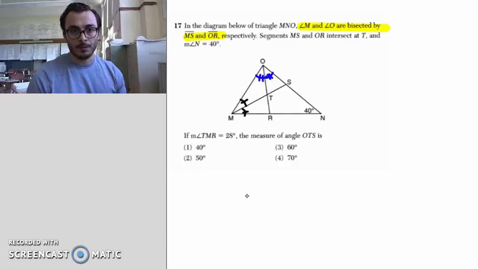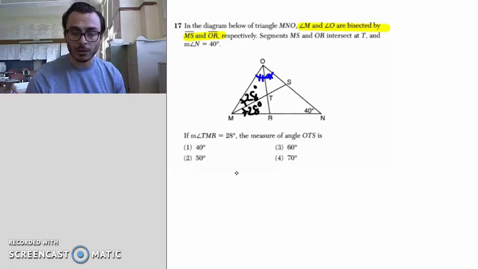All right, we got to get very creative with this question if you're going to do it the way I did it. You ready? So for starters, this TMR is 28. Very important. That's 28 degrees, and we know that's going to be 28 degrees, because of the angle bisector, these two are equal to each other.